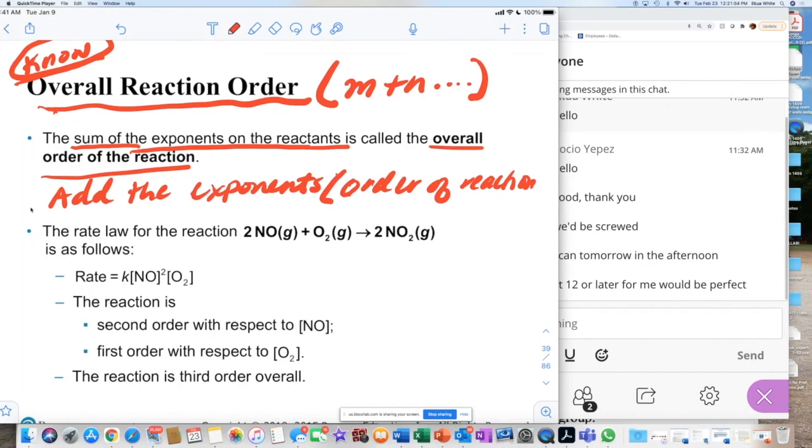So if you have two reactants that each influence the speed of the reaction, you add their orders, and you get the overall order. So they give you an example.